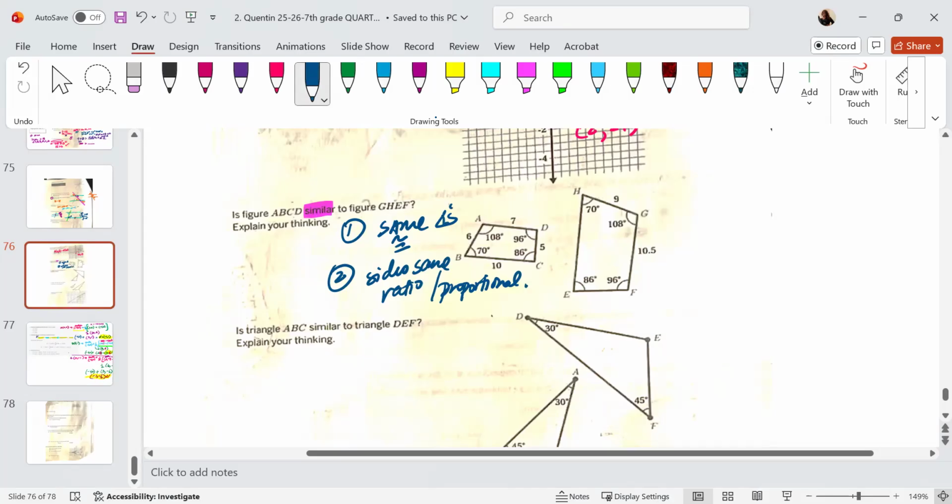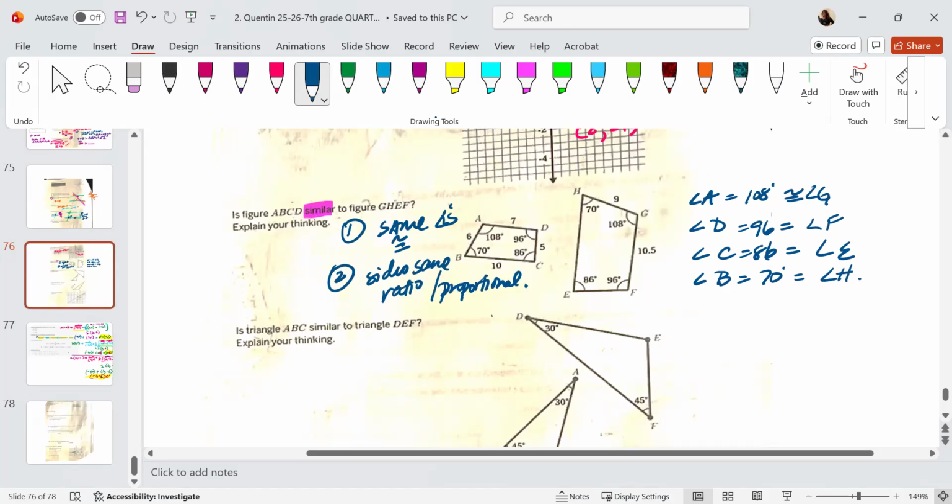Sides have to have the same ratio, or what's another way to say that? Proportional. Right. Angle A is equal to 108, which is congruent to which other angle? It's congruent to G. Angle D is 96, which is congruent to what? Angle C is 86, which is equal to what? Angle B is 70, which is equal to which angle? E, 70, H. So you know the angles are congruent. So the first criteria is met, right?